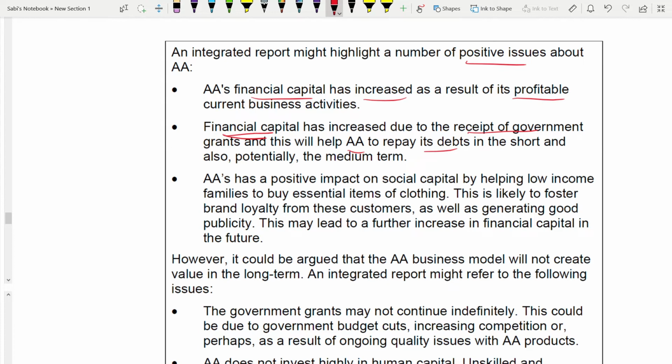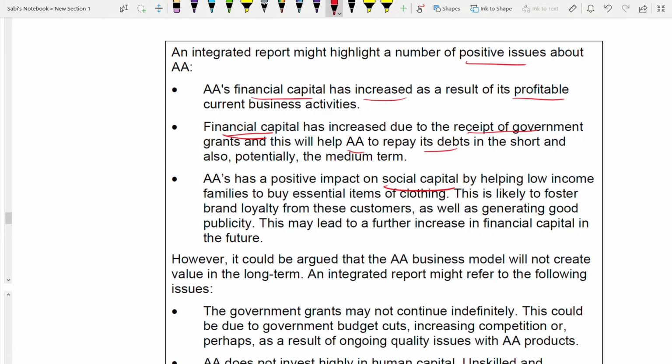Now the third one talks about social capital. You see, it does not include all the six capitals, but at least out of six, two capitals are mentioned. Financial capital, they are talking from two different perspectives: one is profitability, the other one is government grant. Now, social capital means all your social relationships. Social or relationship capital is the same thing. Here also they have a positive impact.